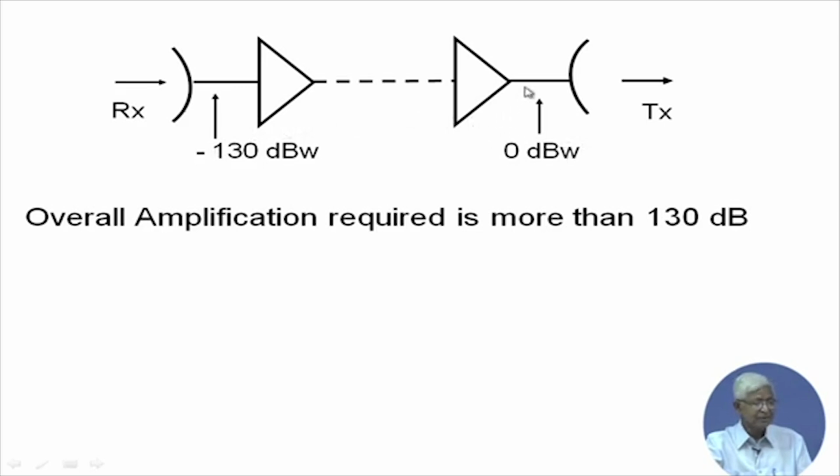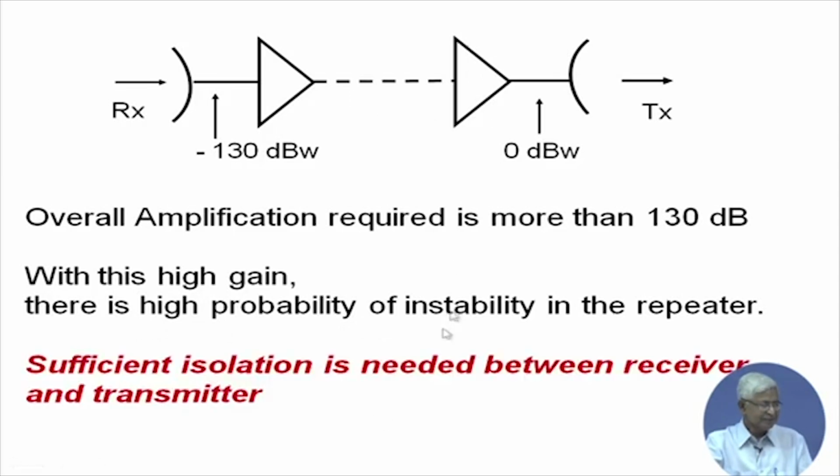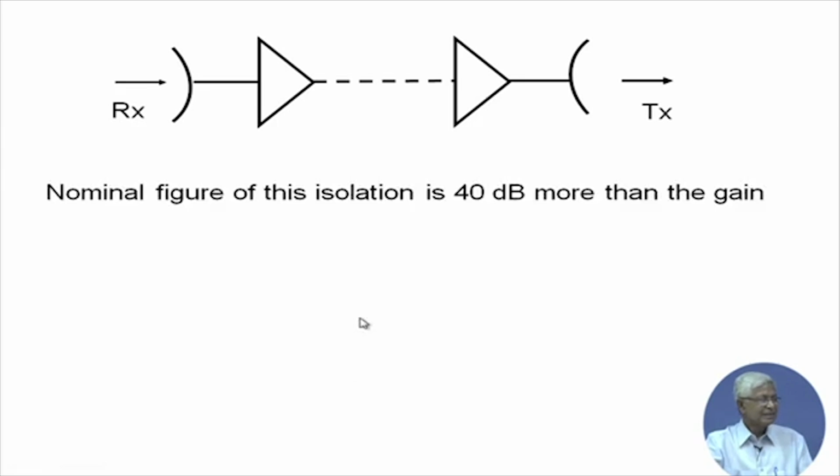So, there is a possibility that if there is any leakage in these amplifiers, the whole system will start oscillating. With this high gain, there is a high possibility of instability of the receiver. So, sufficient isolation is needed between the receiver and transmitter. Now, the nominal figure of the isolation should be more than 40 dB over the gain. So, 130 plus 40, 170 dB is the total isolation required. It is a very large number.